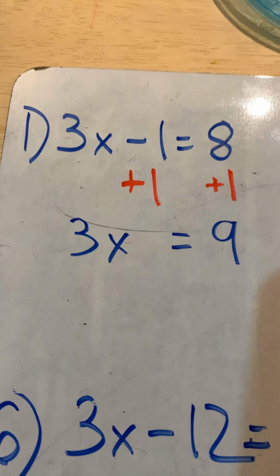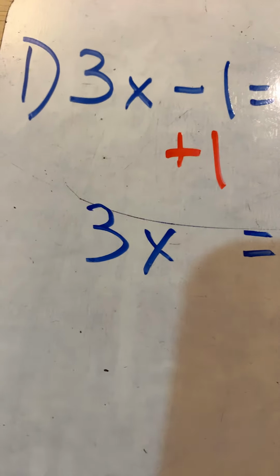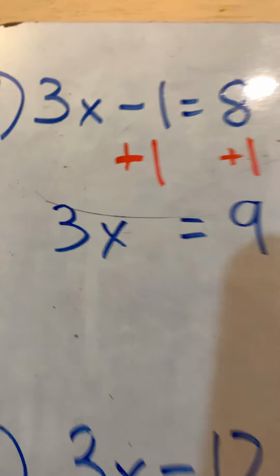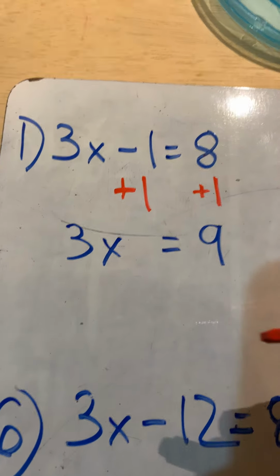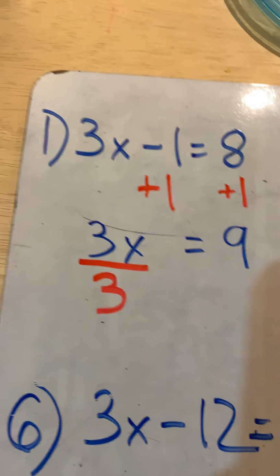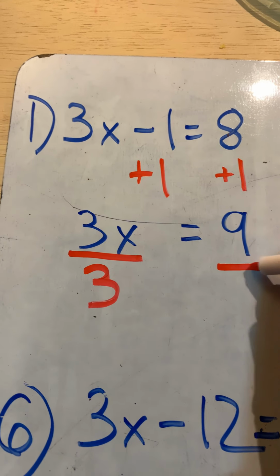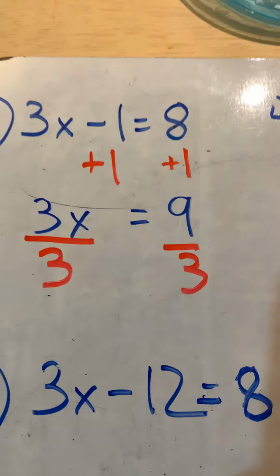So remember, we always do the opposite of what's beside the variable. This is 3 multiplied by the variable, so the opposite of 3 multiplied by the variable is to divide that side by 3. And if I do it to one side of the equal sign, I do it to the other side of the equal sign.